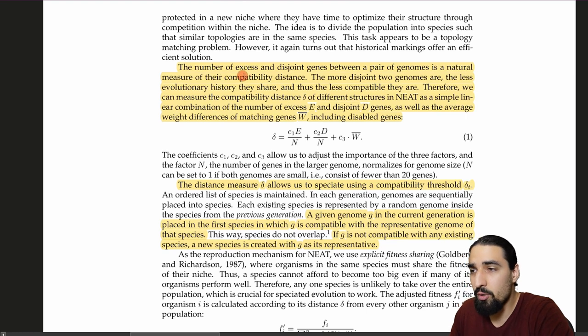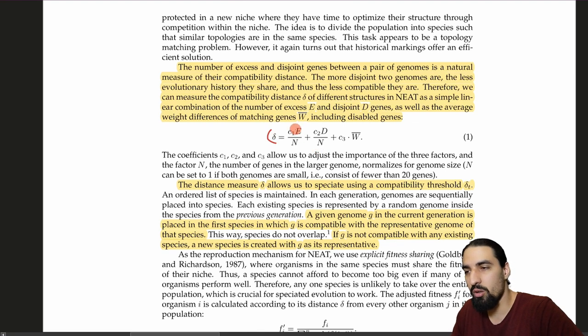And we can see it here. So the number of excess and disjoint genes between a pair of genomes is a natural measure of their compatibility distance. The more disjoint two genomes are, the less evolutionary history they share, and thus the less compatible they are. Therefore, we can measure the compatibility distance delta of different structures in NEAT as a simple linear combination of the number of excess and disjoint genes, as well as the average weight differences of matching genes, including disabled genes. So you can see a very simple way to determine how compatible or incompatible two genotypes are.